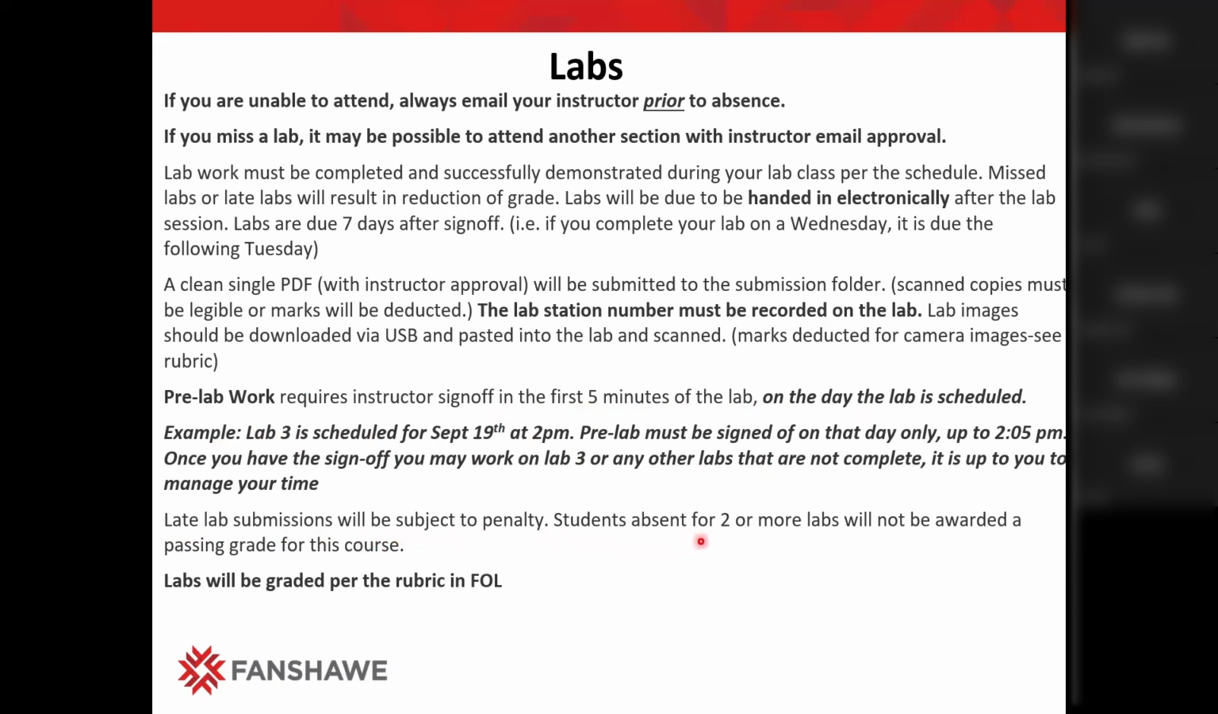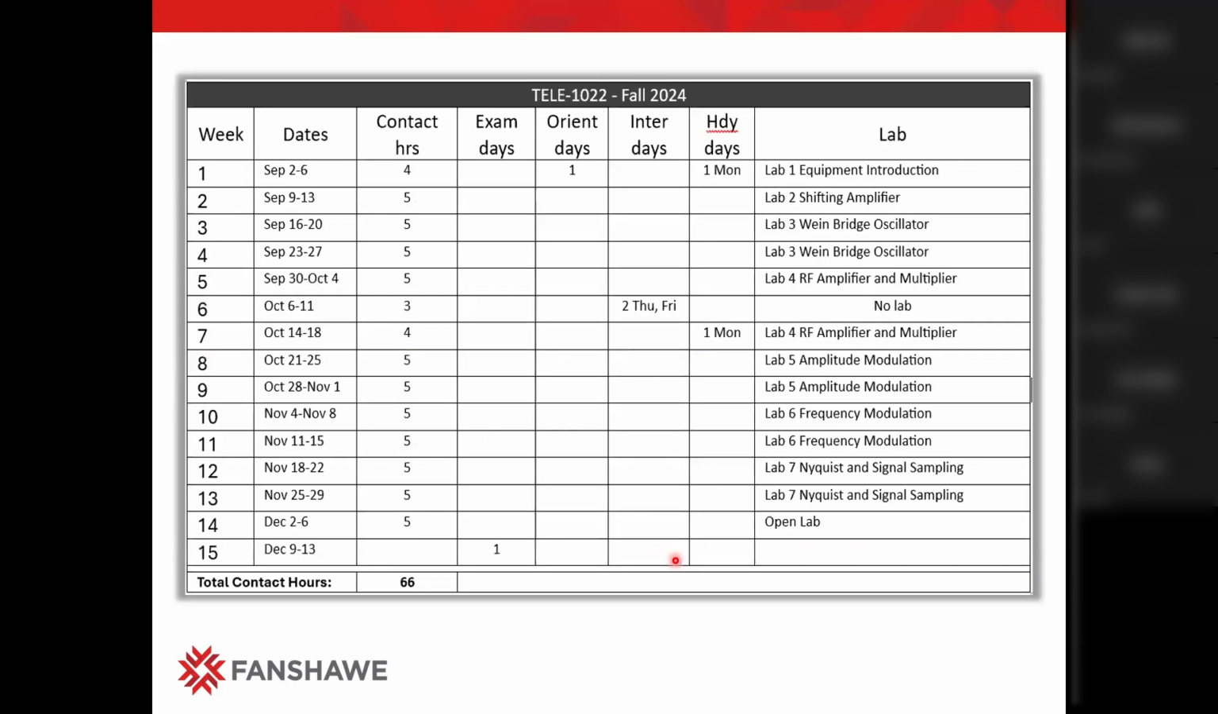Students absent for 2 or more labs will not be awarded passing grades. So we only have so many labs, I think it's 7. If you don't do 2 labs, you're going to have a hard time passing this course. Actually, you're going to fail this course. Again, from what I can see so far, I don't think we're going to have issues. You seem to be a pretty good group.